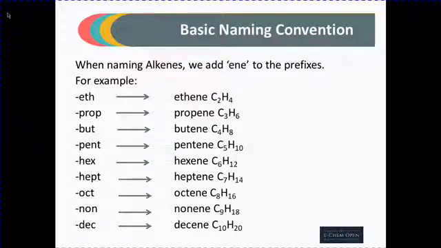Basic naming convention. When naming alkenes, we add "ene" to the prefixes. For example, eth will become ethene, prop, propene, but, butene, pent, pentene, hex, hexene, hept, heptene, oct, octene, non, nonene, and dec, decene.